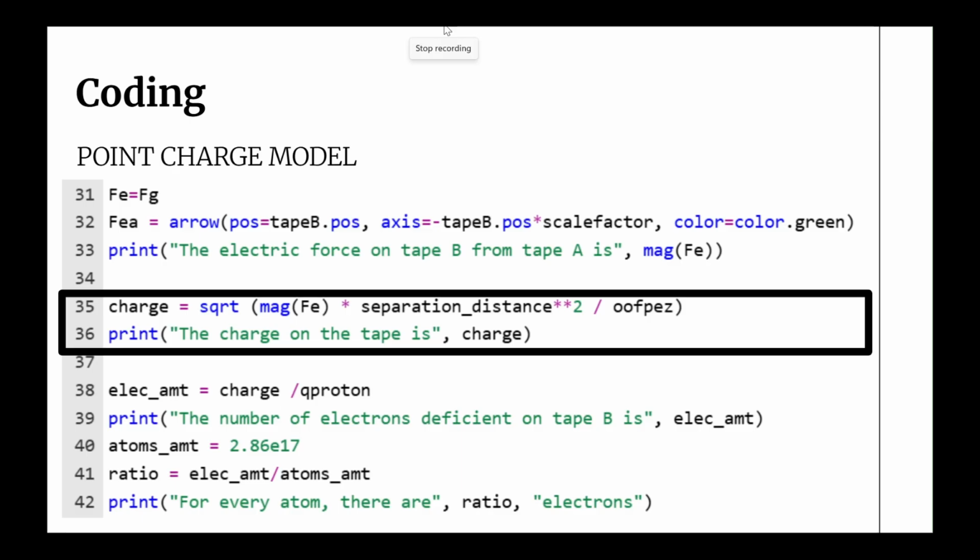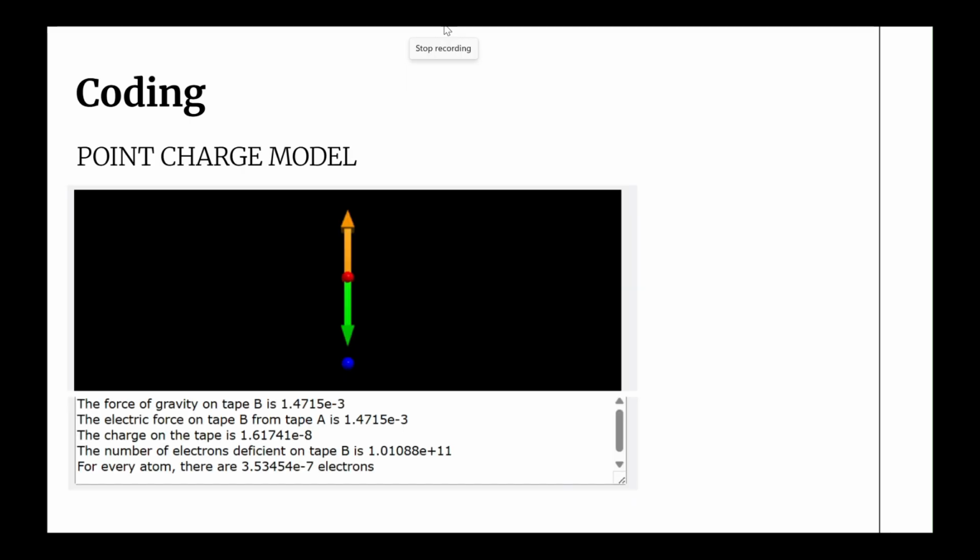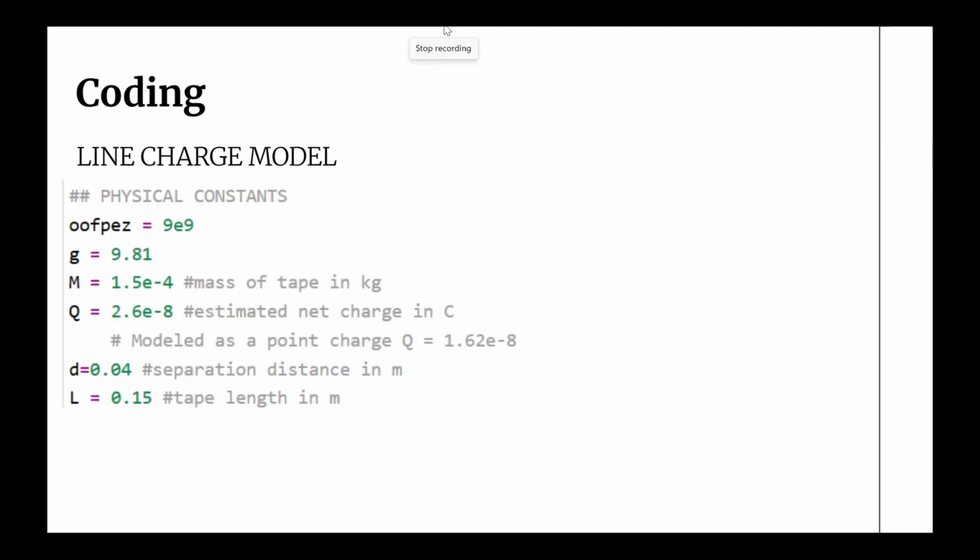Here's a rearranged equation to find the charge. Next is the electron amount and ratio of electrons to atoms. Here's the output where you can see the orange arrow is the electrical force and the green arrow is the gravitational force. Now for the line charge model.